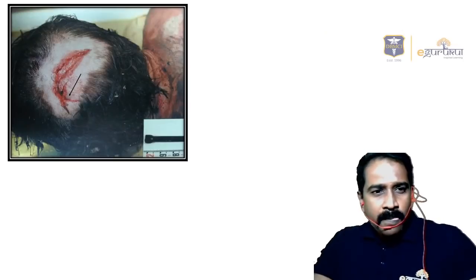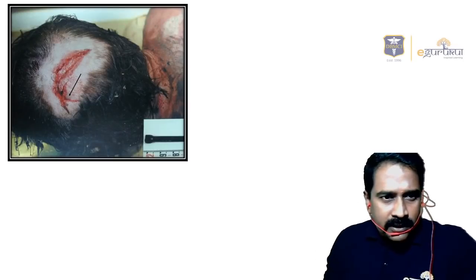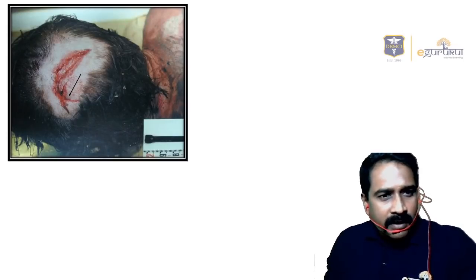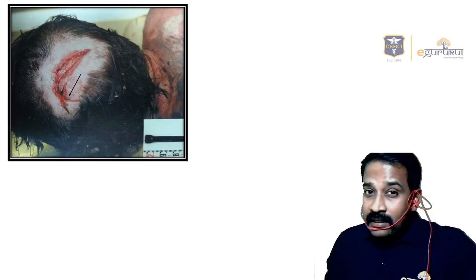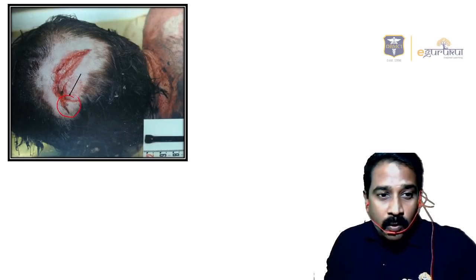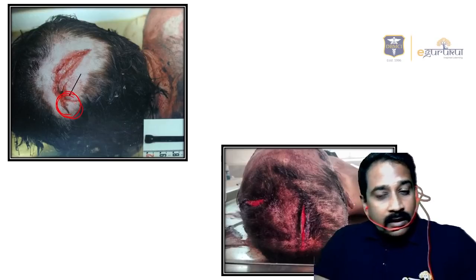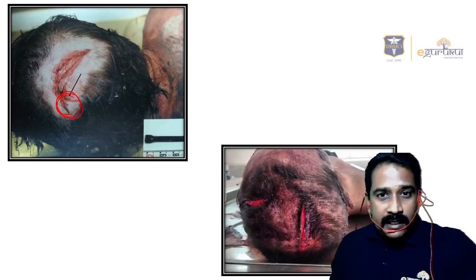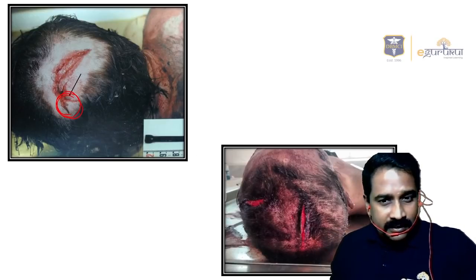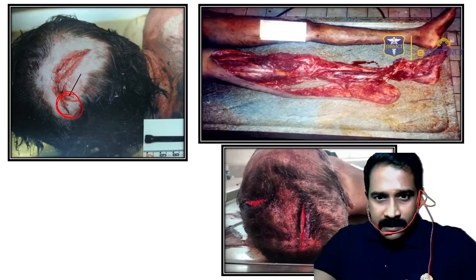Some of the photographs. Though it very much looks like an incised wound here, it is a laceration. A very good photograph which shows a swallow tail here. It's a split laceration showing a swallow tail. So very clearly, this looks like an incised wound, but it is definitely a laceration, a split laceration.